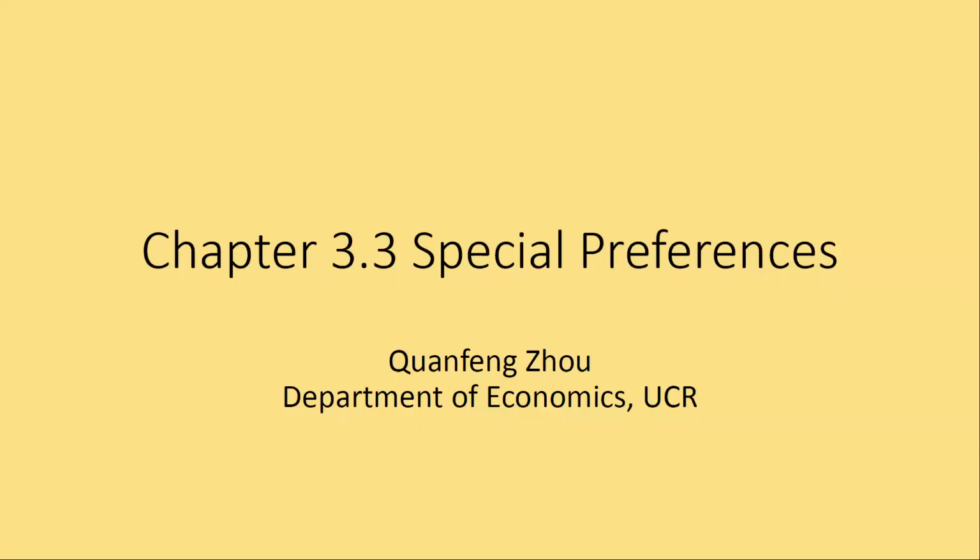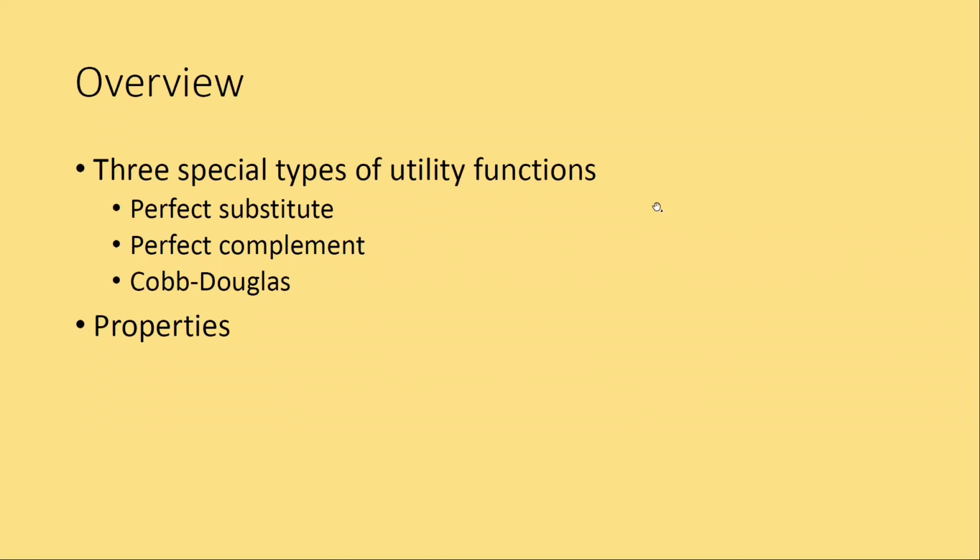The example I used last time, u equals the square root of x times y, is a special preference that we are going to cover today. So in today's video, I'm going to introduce to you three types of special preferences that we think have some nice features in explaining some of our real-world problems. The three special types of utility functions are: first, perfect substitute; second, perfect complement; and third, Cobb-Douglas.